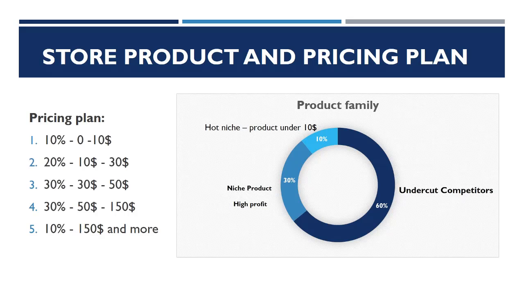And 10% of the products should be products from a hot niche that sell for less than $10. Why? We want to stimulate sales. We want to generate a lot of sales in the beginning, okay? This is for beginners. If you already have a lot of sales, you don't need this 10%, but it always can help you get a better sell-through.